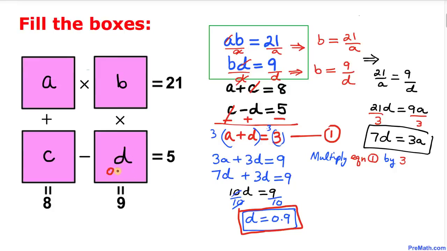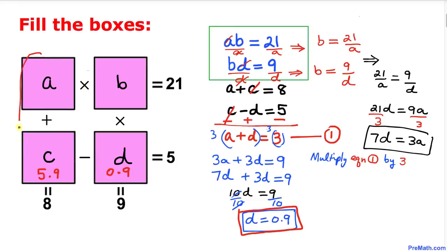I'm going to put down 0.9 in this box. And now we can easily find the value of C. So C has got to be 5.9, isn't it? 5.9 minus 0.9 gives us 5. So our C value turns out to be 5.9. And now let's focus on these boxes over here. In A, we can put the value 2.1. If we add 2.1 and 5.9, that gives us 8. So our A value turns out to be 2.1.